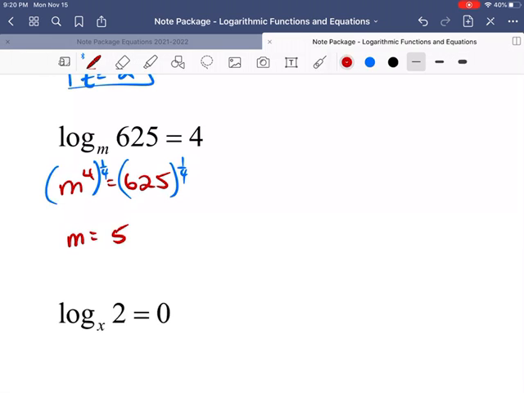If you don't have a calculator on this question for whatever reason, you know that it's going to be some number to the exponent 4. So 2 to the 4, we already know is like 16. 3 to the 4 is like 81. 4 to the 4 is whatever it is, 256. And 5 to the 4 gives us our answer.